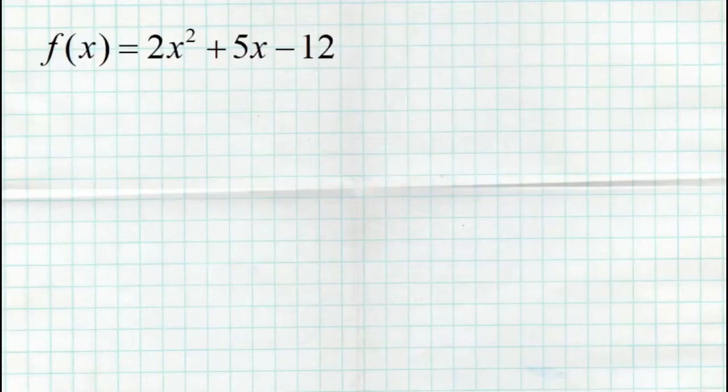Now, for the AP Precalculus exam, you need to be able to look at mostly quadratics, but we'll expand on that in a moment. And you have to be able to look at these polynomials, in this case a quadratic polynomial, and find the real zeros.